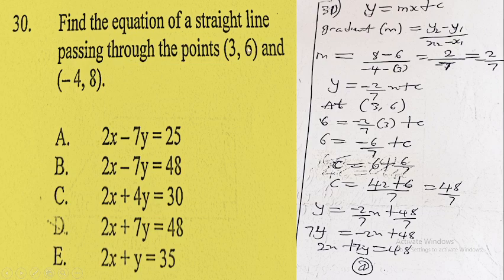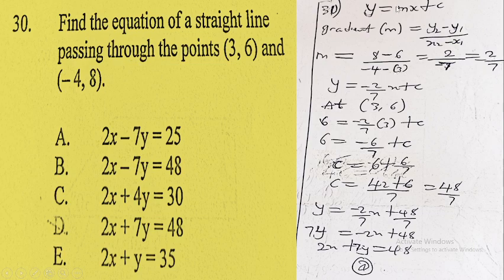Now, given these two points, we can find the gradient of the straight line using y2 minus y1 over x2 minus x1, since we know x1, x2, y1 and y2. Substituting, y2 is 8 and y1 is 6. Then x2 is minus 4 and x1 is 3. So 8 minus 6 gives us 2, and minus 4 minus 3 gives us minus 7. So the gradient will be minus 2 over 7.